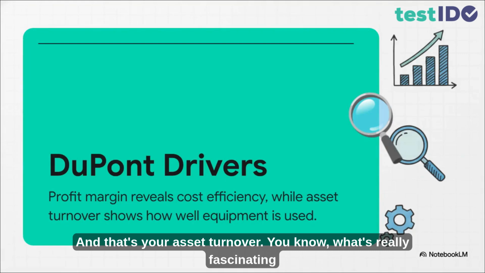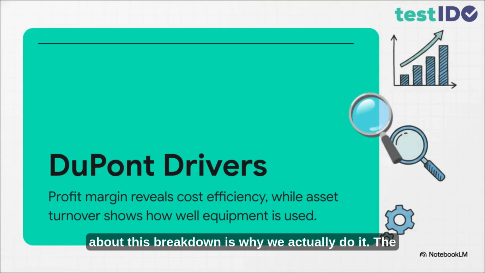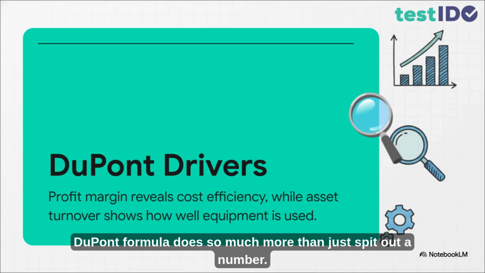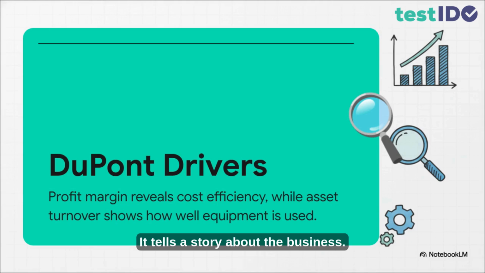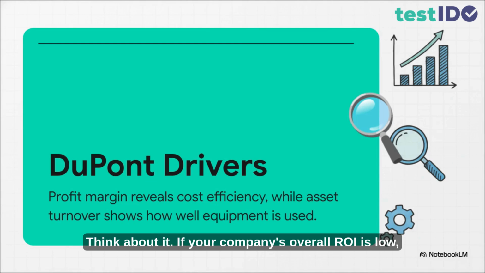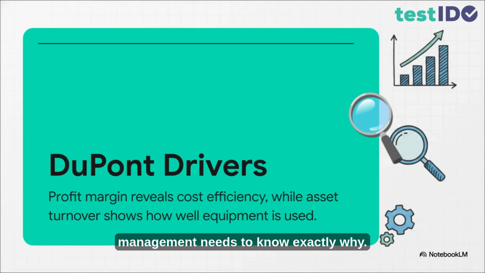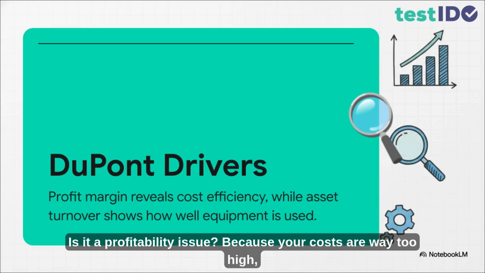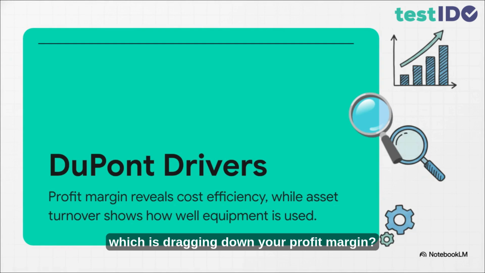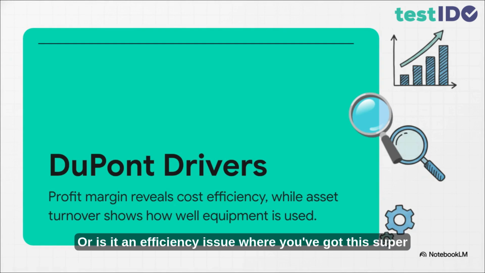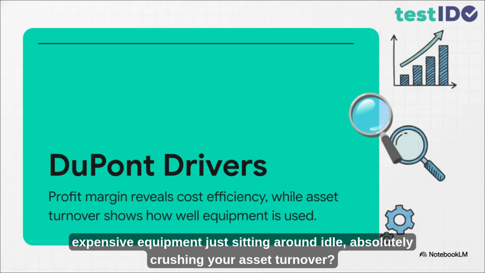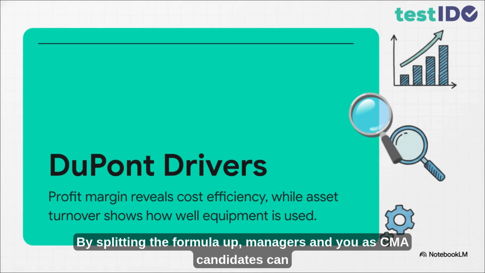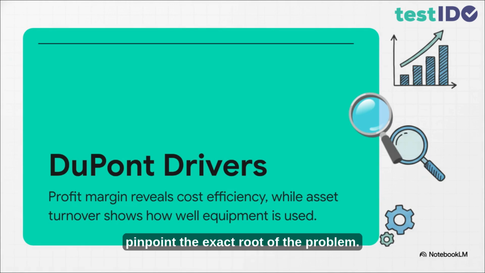You know, what's really fascinating about this breakdown is why we actually do it. The DuPont formula does so much more than just spit out a number. It tells a story about the business. Think about it. If your company's overall ROI is low, management needs to know exactly why. The DuPont breakdown points you straight to the culprit. Is it a profitability issue because your costs are way too high, which is dragging down your profit margin? Or is it an efficiency issue, where you've got super expensive equipment just sitting around idle, absolutely crushing your asset turnover? By splitting the formula up, managers and you as CMA candidates can pinpoint the exact root of the problem.